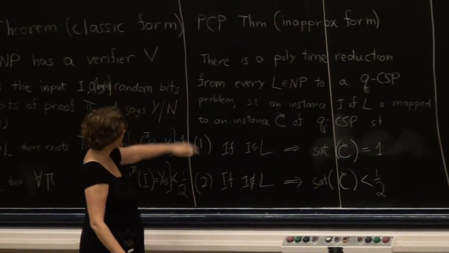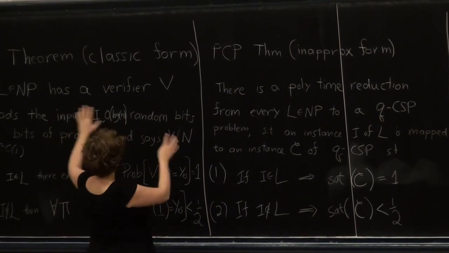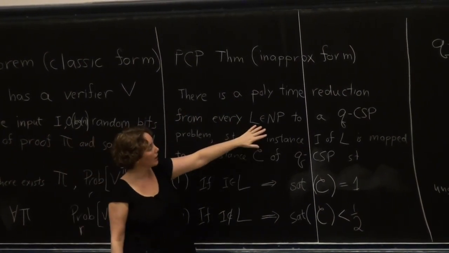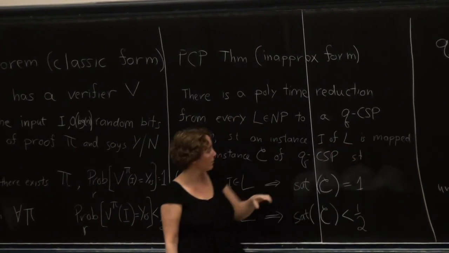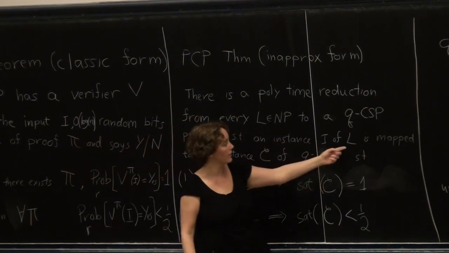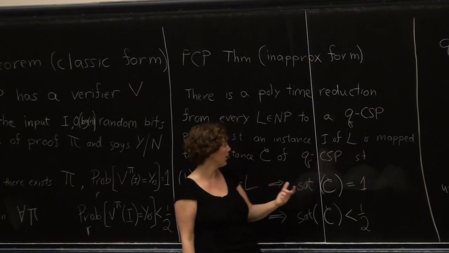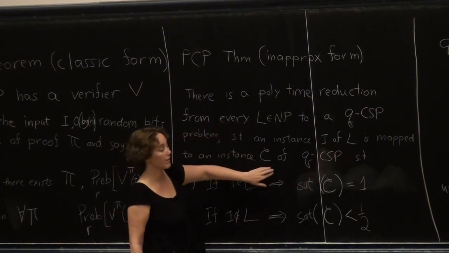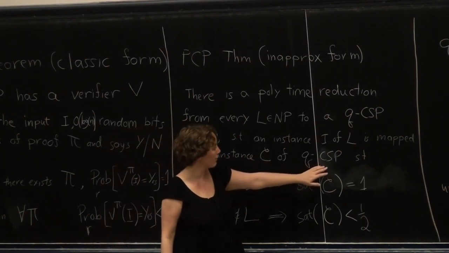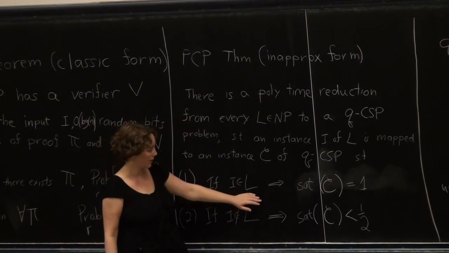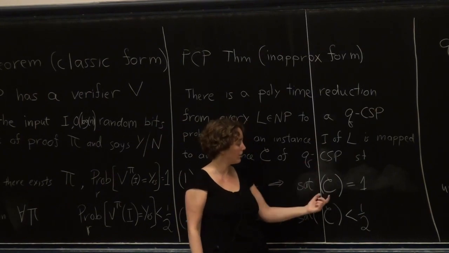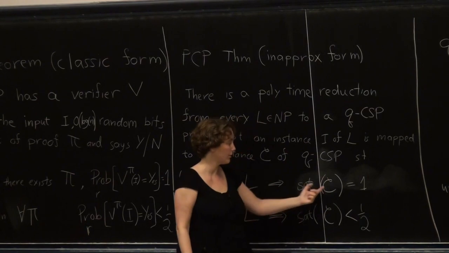Now I can finish the second form, and from now on we'll forget about the classical form and just look at this. There is a polynomial time reduction from every language in NP to such a problem, a CSP problem, such that the reduction starts out with an instance of the NP language, no matter what it was, and maps it into an instance C of Max CSP. And then it has the following properties: if the instance was in L, then the instance that is mapped to it is perfectly satisfiable. SAT of C equals 1.